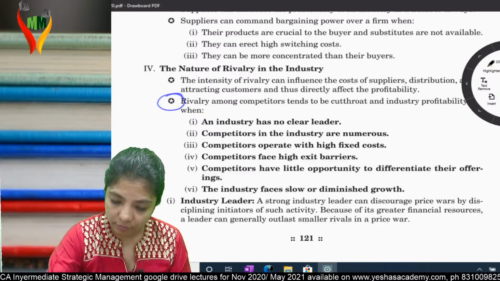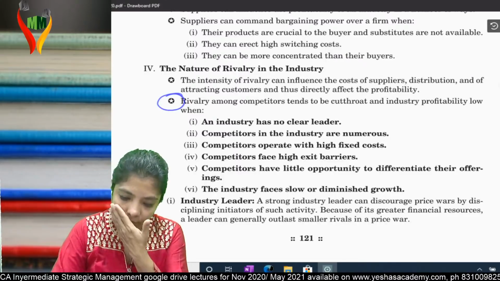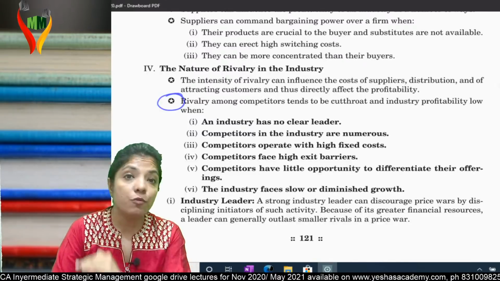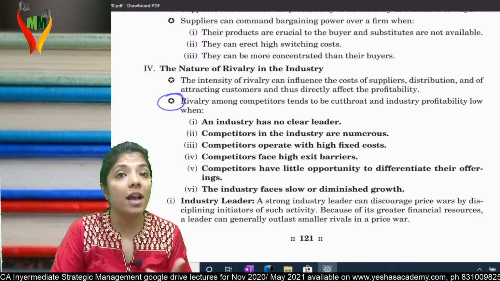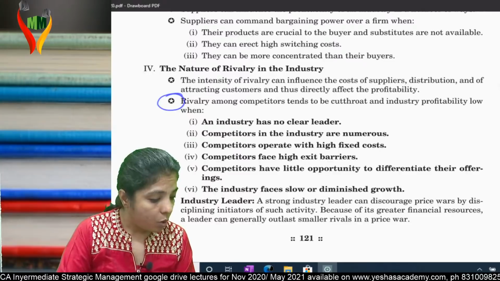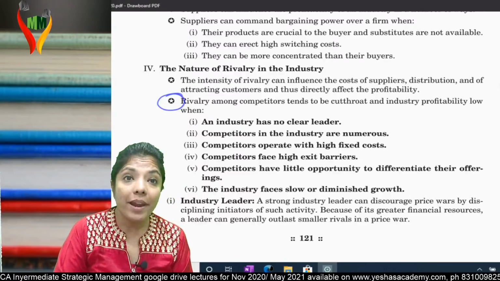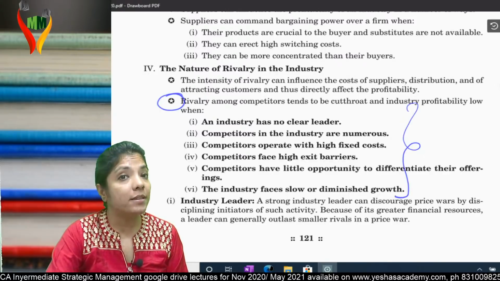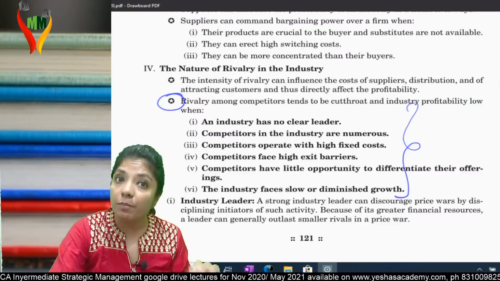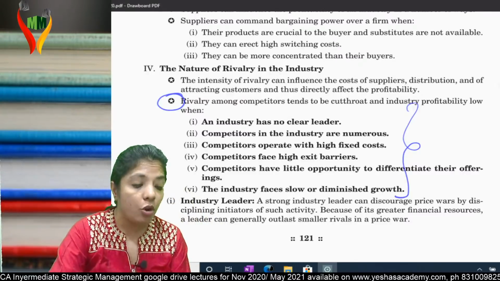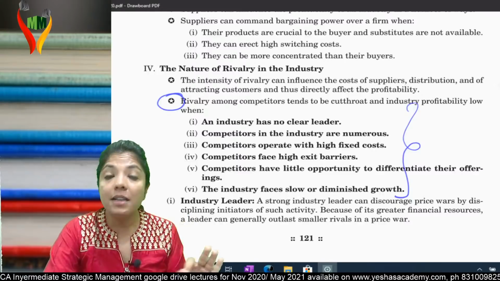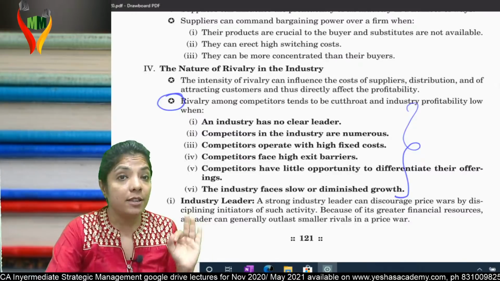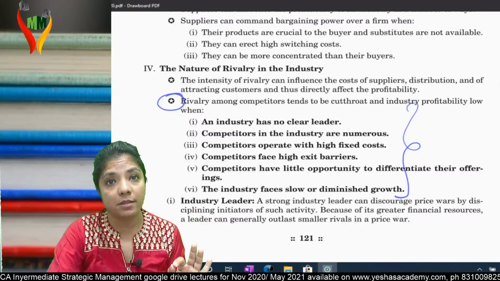Write a question. What leads to price war? What are the reasons behind price war? How many points are given? These 6 points are given, and why are these 6 points important? Because these 6 points were not there in the old syllabus. I hope you're with me. Am I clear? These 6 points have been added in the new syllabus.